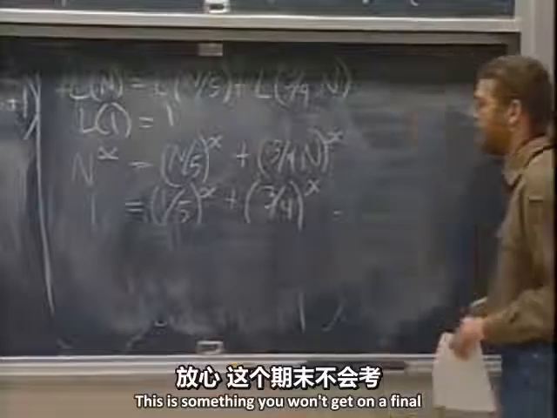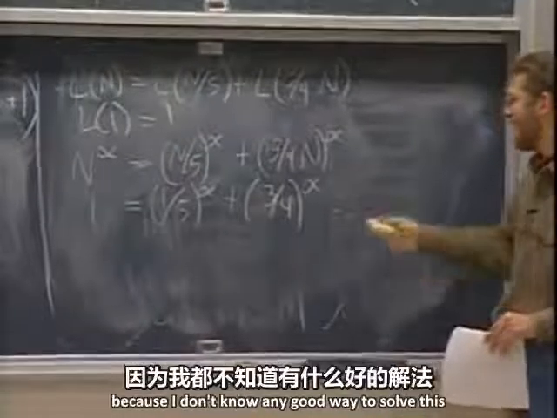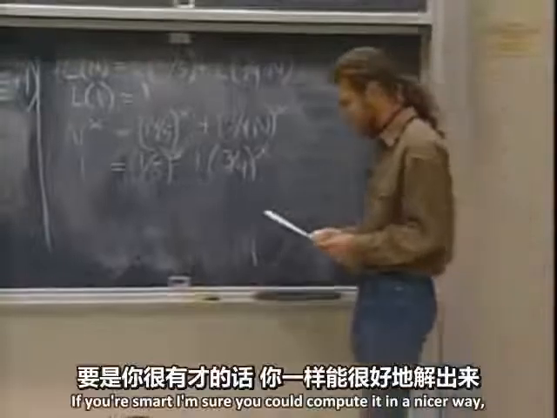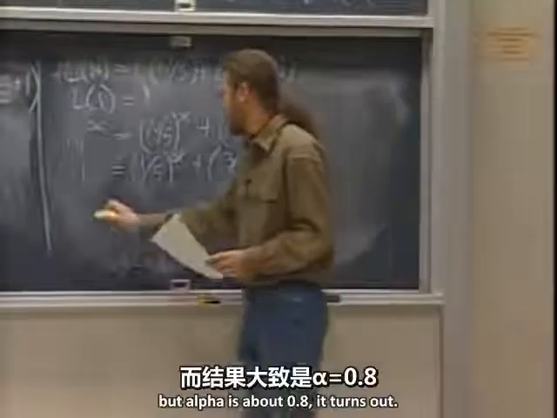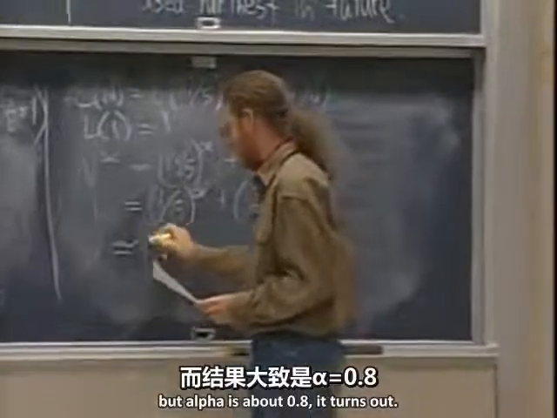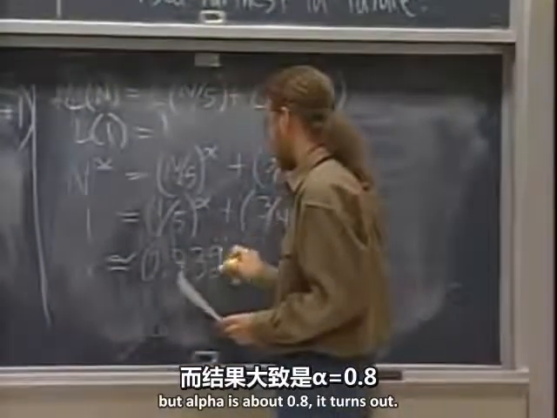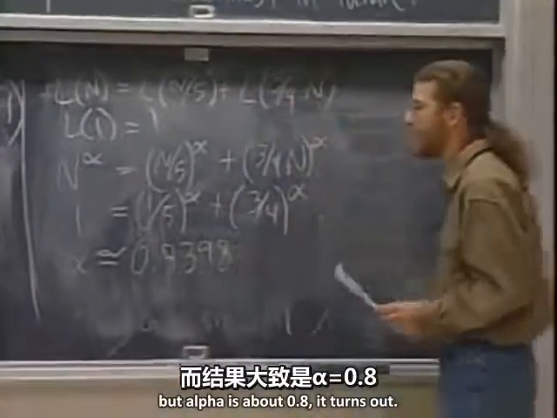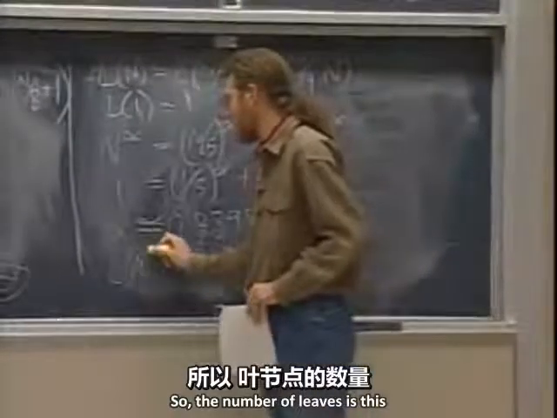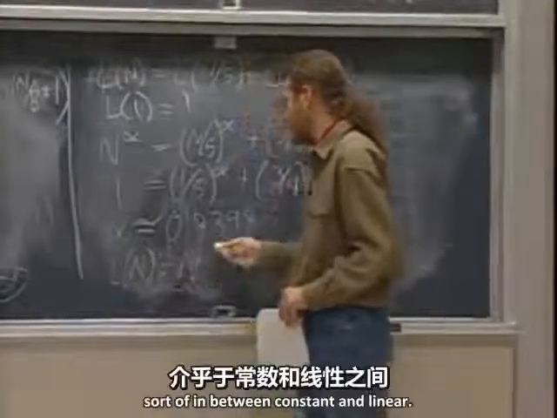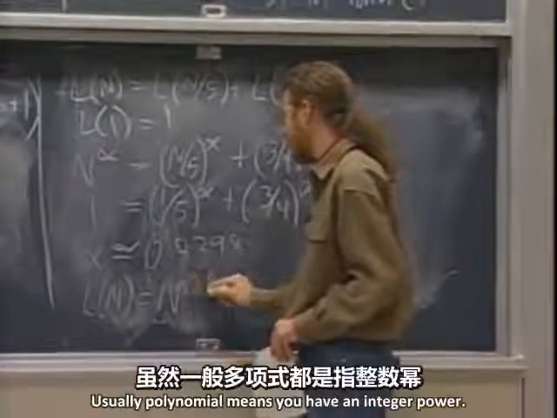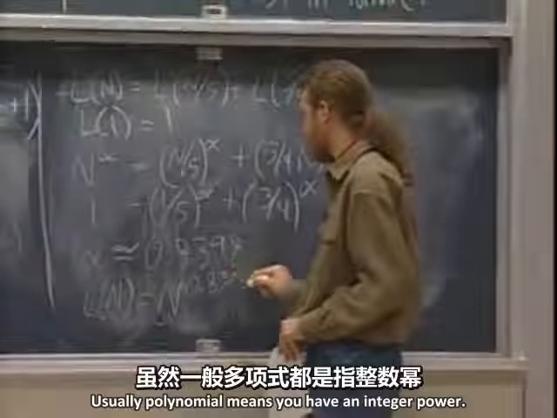This is something you won't get on a final because I don't know any good way to solve this except with Maple or Mathematica, or if you're smart, I'm sure you could compute it in a nicer way. But alpha is about 0.8, it turns out. So the number of leaves is sort of in between constant and linear. It's not really polynomial, since usually polynomial means you have an integer power.